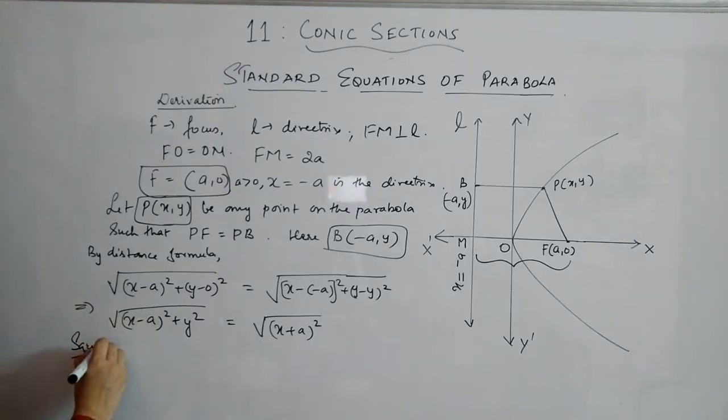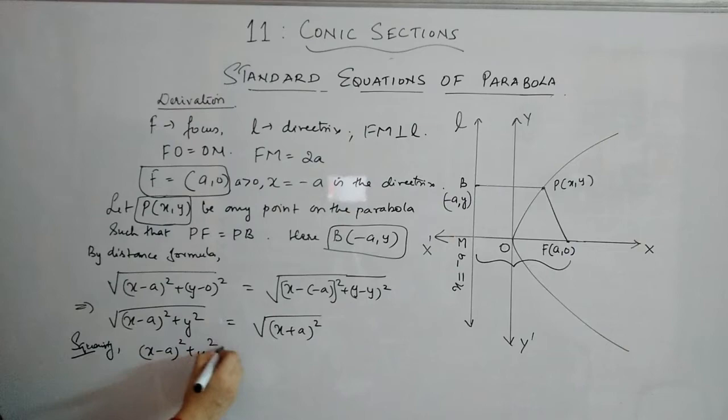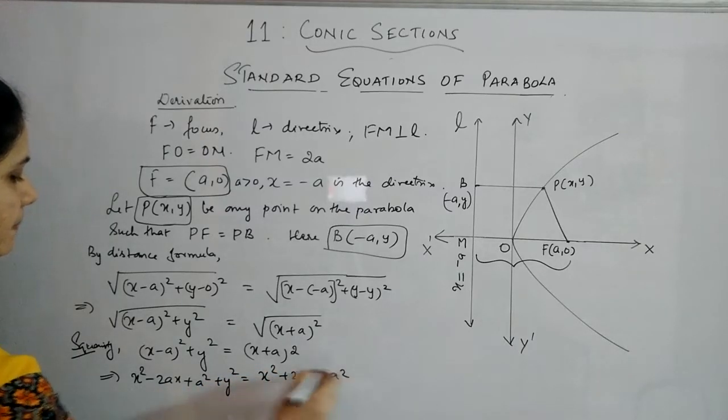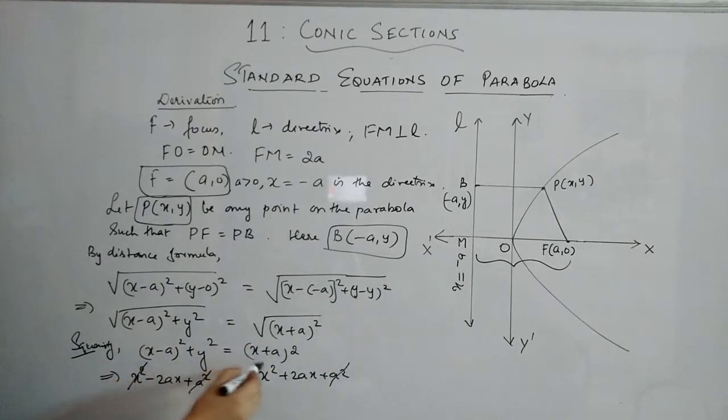So this much, right? Now we are squaring both sides in order to remove the root. So squaring, you will get (x minus a) the whole square plus y square is equal to (x plus a) the whole square. Expanding, x square minus 2ax plus a square plus y square is equal to x square plus 2ax plus a square. So a square on both sides gets cancelled, x square again gets cancelled. Now you have y square here, and this minus 2ax will go there as positive. So you are getting y square is equal to 2ax plus 2ax, which is 4ax. Here your a is greater than 0.